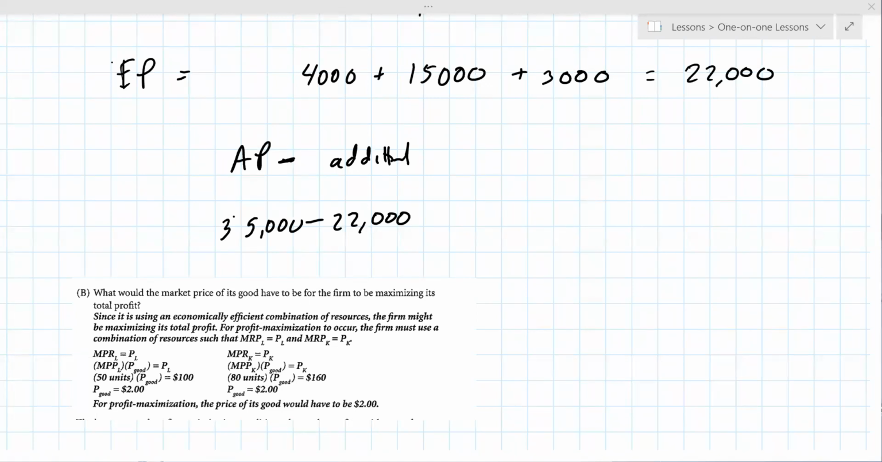Let's see if I can find this. So the subsidy needs to be A, free market. We just want the answer to this one. I don't, these are never as clear as I wish they were.